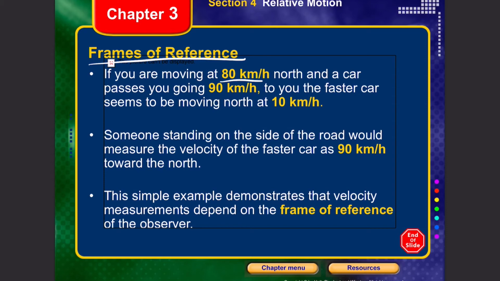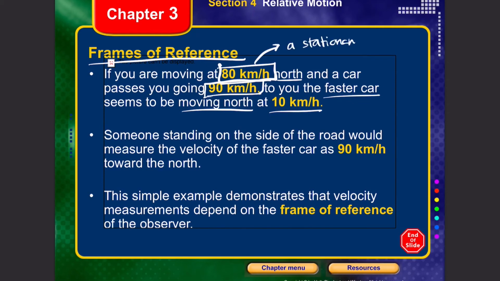Let's say that you're traveling at 80 kilometers per hour north and a car passes you going 90 kilometers per hour. Here, when you're looking at the faster car, it is moving north with respect to you at only 10 kilometers per hour. With respect to you, it is not moving at 90 kilometers per hour. The only way you know that he's traveling 90 kilometers per hour is because somebody on the ground who is stationary sees him traveling at 90 kilometers per hour. So your velocity and his velocity are based on the reference of a stationary object on the ground.